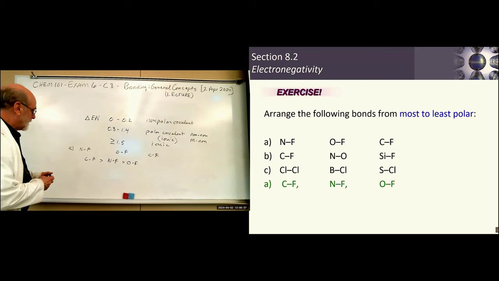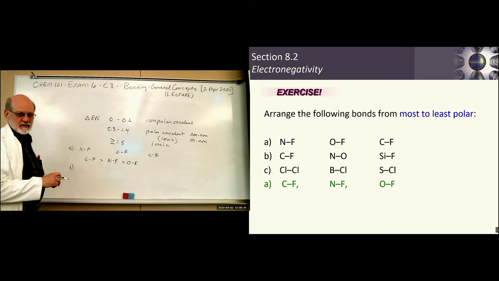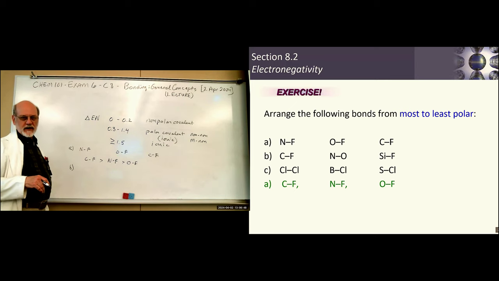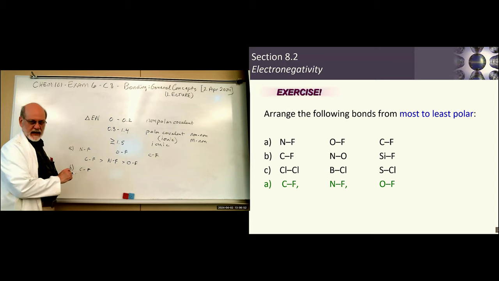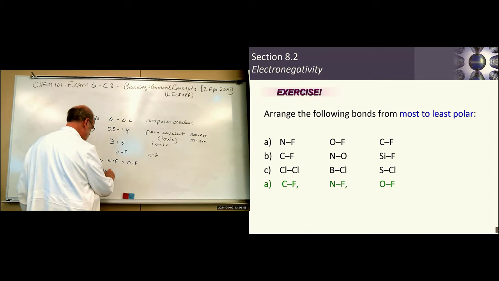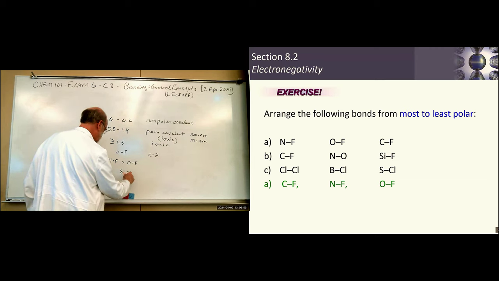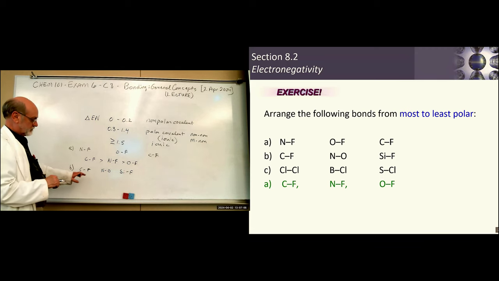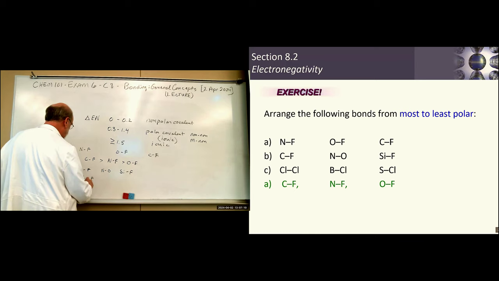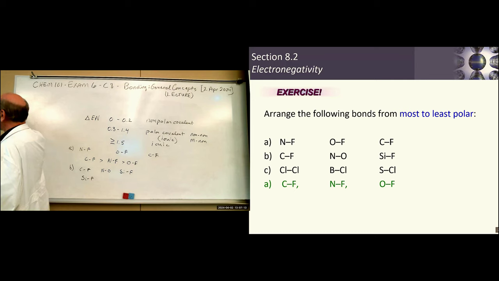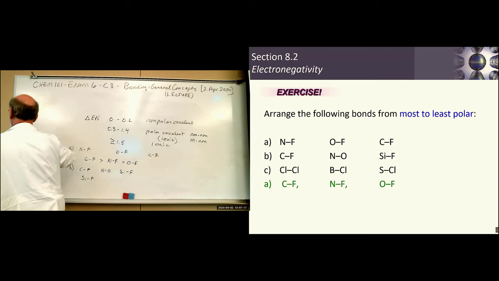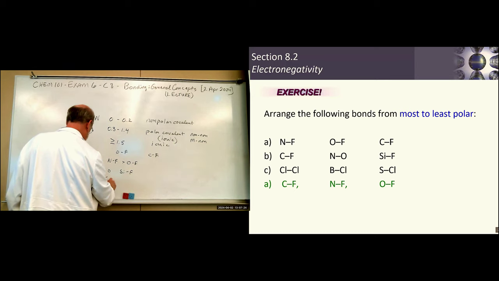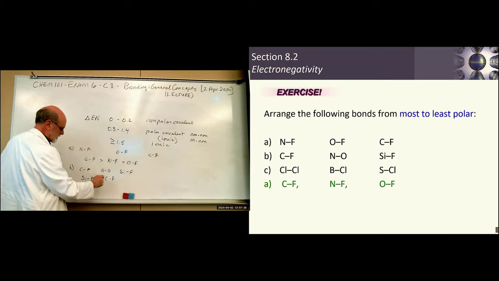Carbon, nitrogen, oxygen. Okay. B, the next one, is not going to be so easy because it's a mixture. This one was elements with fluorine, every one of them, so that was fairly easy to do. If we have carbon and fluorine to choose from, and nitrogen and oxygen, and silicon and fluorine. Right, so which one's furthest apart? Well, silicon and fluorine are the furthest apart on the periodic table because we're skipping down one period to go to silicon. We go to carbon and then down one, so it's much greater. And I would think that then carbon and fluorine would be a little less, and then nitrogen and fluorine.